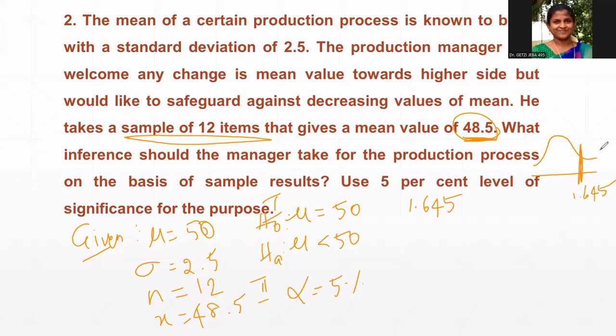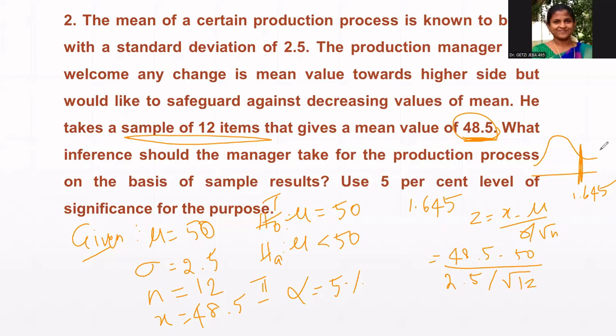All right. Now we will compute it. Okay, so when you compute, z is equal to x minus mu divided by sigma by root n, which is equal to 48.5 minus 50 divided by sigma, 2.5, divided by root of 12.